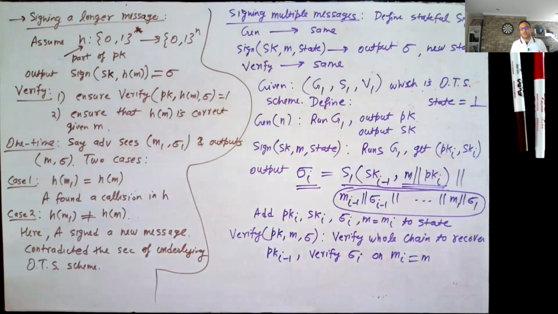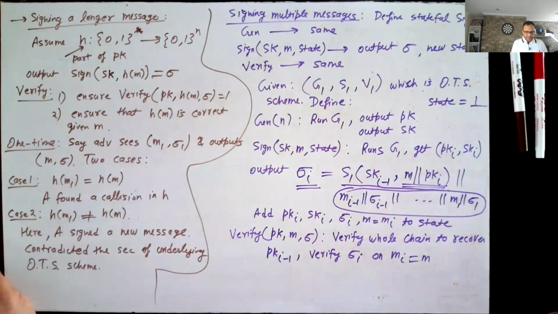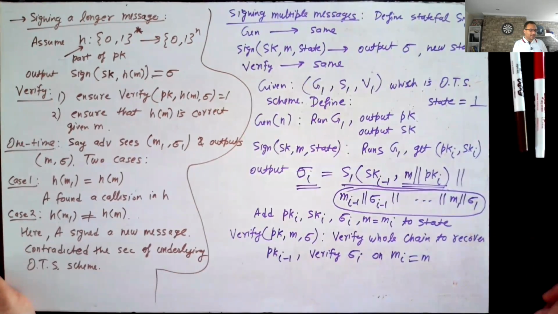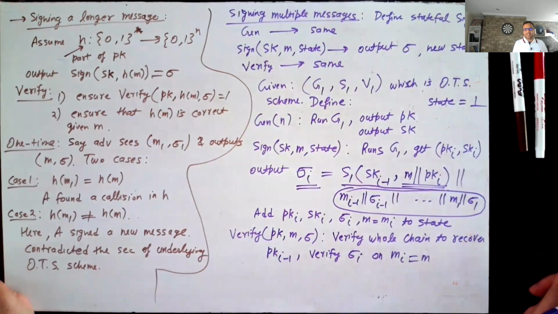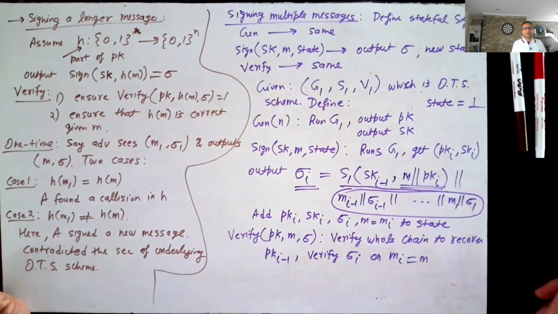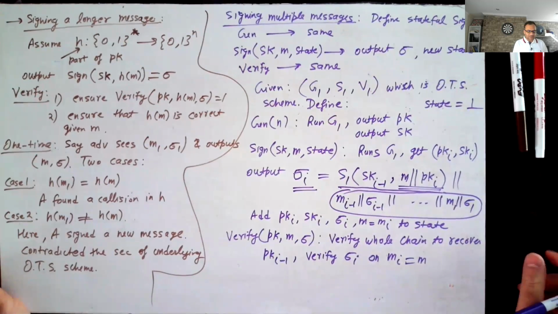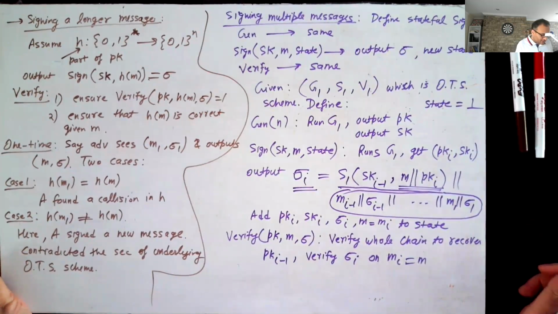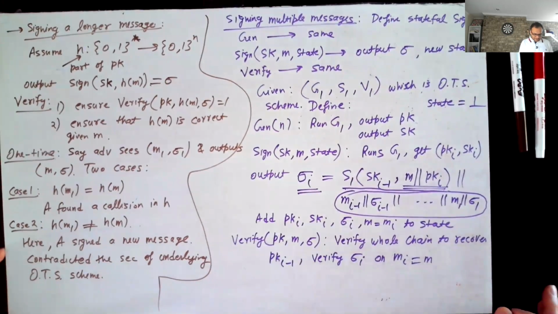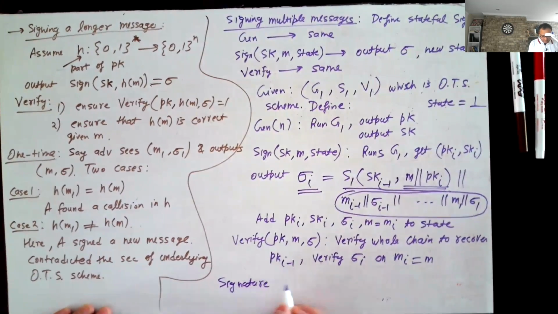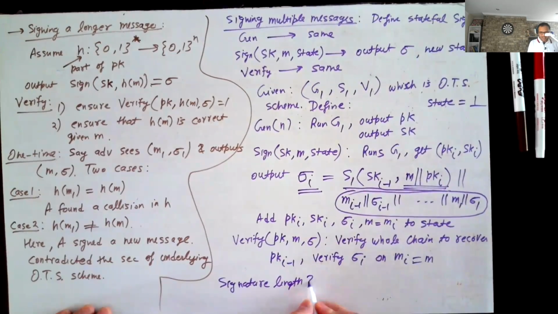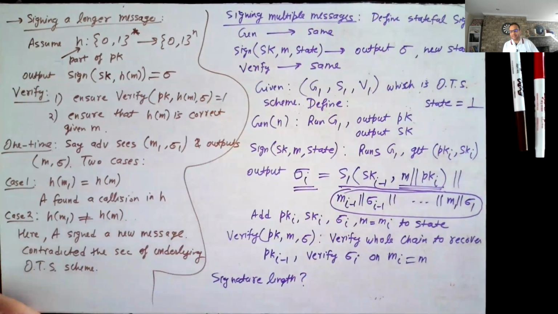So the major limitation, of course, of this scheme is that the signature keeps growing, the length of the signature. The idea here is that every time you need to use a fresh secret key and public key, and hence you need to include the entire history, the entire chain. So what about improving the signature length? Is there any way we can improve the signature length here?